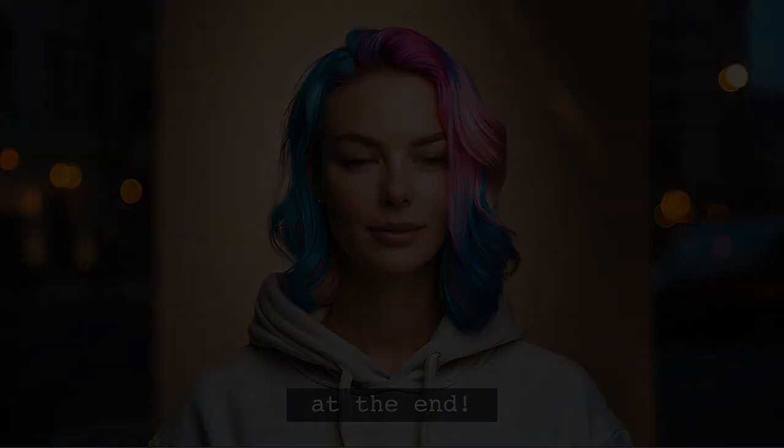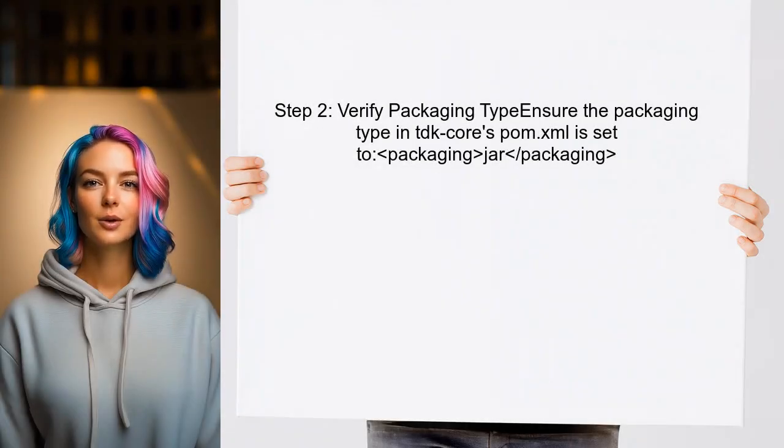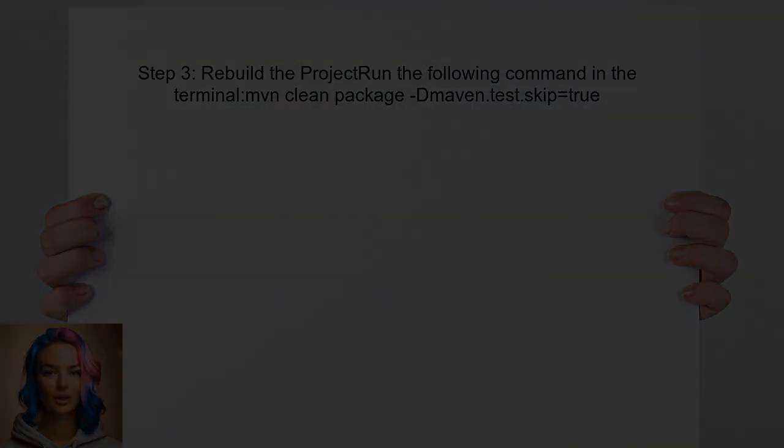To resolve the issue of the missing core module in the executable jar, the user should ensure that the core module is included as a dependency in the web module's pom.xml file. Next, the user should verify that the packaging type for the core module is set to jar. This ensures that it can be included in the final executable jar of the web module. After making these changes, the user should run the Maven clean package command again to rebuild the project and include the core module in the web module's jar.